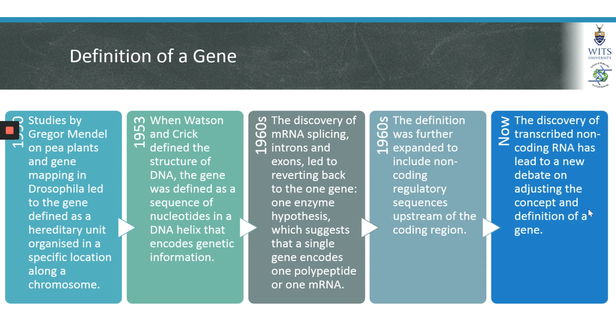Before we continue with discussing chromatin structure and genome organization, it's important for us to understand the concept of a gene. Early studies conducted back in the 1950s by scientists like Gregor Mendel, as well as early gene mapping studies on Drosophila, led to the first definition of the gene as a hereditary unit organized in a specific location along a chromosome. Once Watson and Crick defined the structure of DNA, the gene was then defined as a sequence of nucleotides in a DNA helix that encodes genetic information.